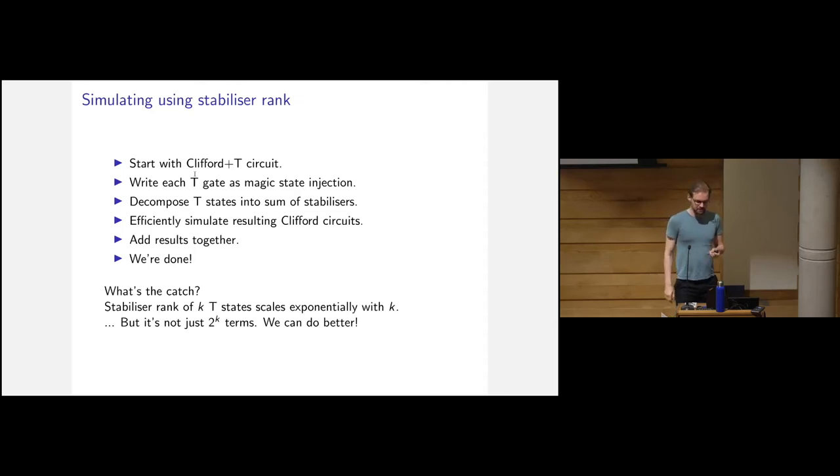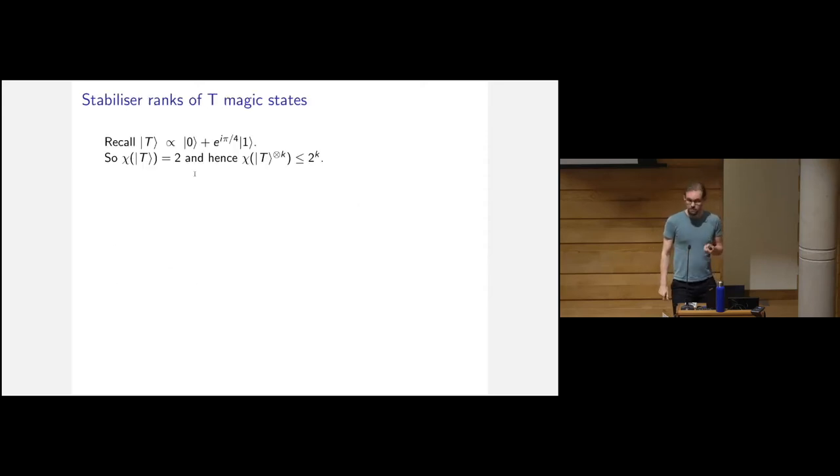The catch is that if you have k T states, the stabilizer rank of decomposing all of this scales exponentially with k. But luckily, it's not just 2 to the k. We can actually do a bit better here, and that's the reason people care about this, because you can do something more efficient. So how does this work? Well, if you just have a single T magic state, and remember this is just |0> plus e to the i pi/4 |1>, this obviously has stabilizer rank 2, because it's a sum of |0> and |1>, which are both stabilizer states, so it has rank 2.